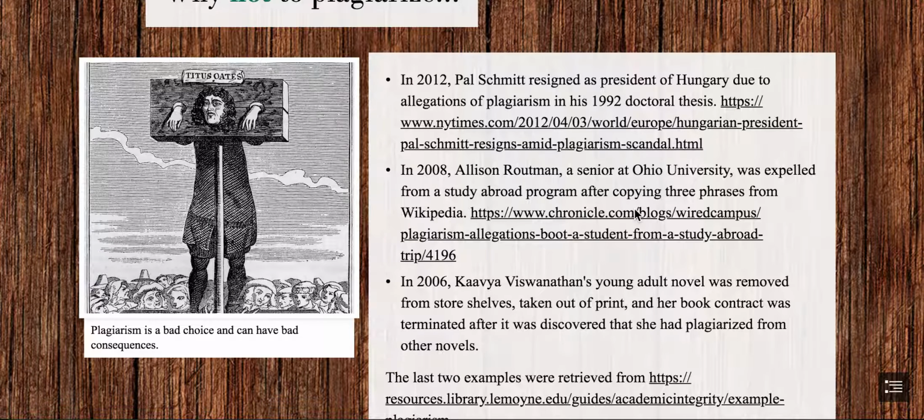In 2012, Paul Schmidt resigned as president of Hungary. So this is a president of a country due to allegations of plagiarism in his 1992 doctoral thesis. A president of a country resigned because of plagiarism. Like, that's insane to me. In 2008, Allison Routman, a senior at Ohio University, was expelled from a study abroad program after copying 3 phrases from Wikipedia. 3 phrases, expelled from a study abroad program.